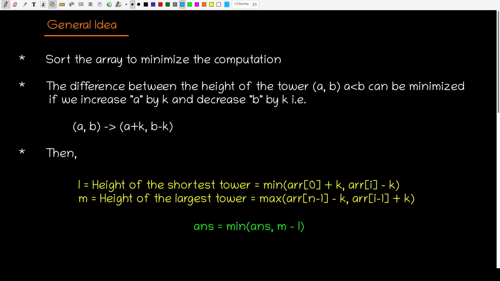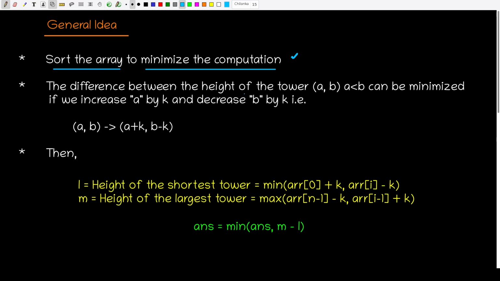So the general idea behind solving this problem is, first we are going to sort the array. And the reason we are sorting the array is because we want to minimize our computation. And the computation which we are talking about over here is to compute the difference between the height of the shortest and largest tower. So in order to minimize that computation, we are going to sort the array.